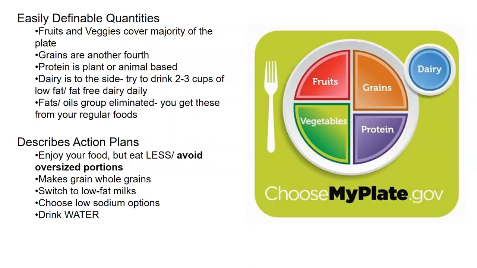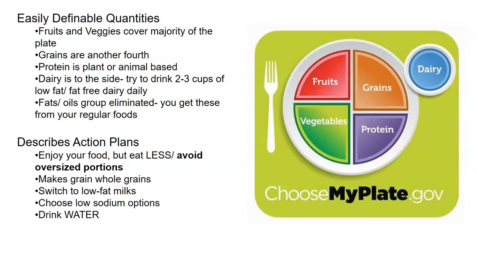Okay, so this was developed by the USDA about 10 years ago now. Easily definable quantities. It's set up as a plate, so you can see what you actually need in each one of your groups and how much your plate should actually consist of that. If you notice, fruits and veggies cover the majority of the plate. That's at least 3/4. And in fact, if you want to go vegetarian, you can use vegetarian proteins instead of meat-based proteins for your protein consumption, and you're good there as well.